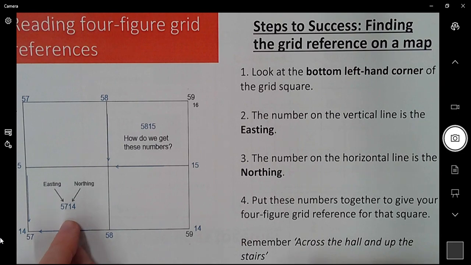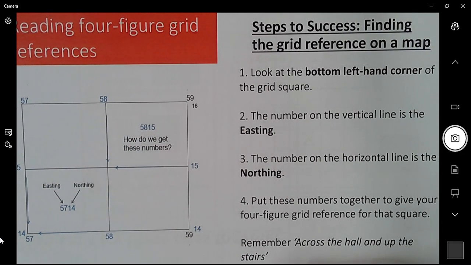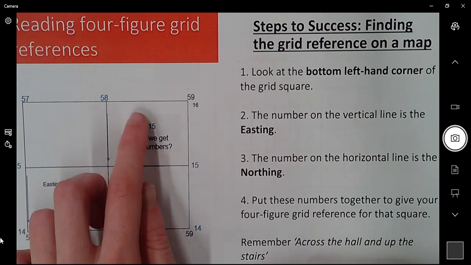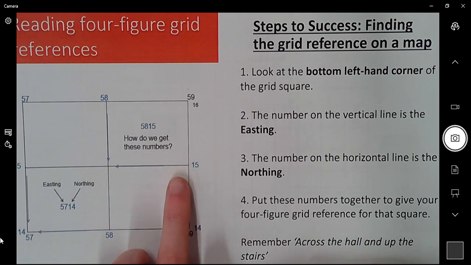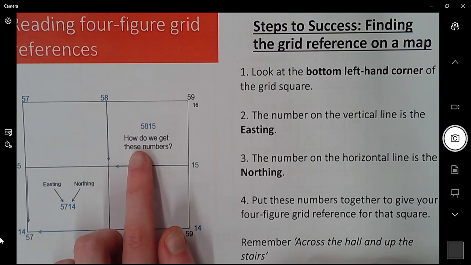Now we'll look at another example. This grid reference is 5815. How did I get these numbers? Well, I went across the hall and up the stairs. So I went across on my easting, going east, and this grid reference is within 58. Then I went up the stairs and it was in 15. So 58, 15. So these are our steps to success.